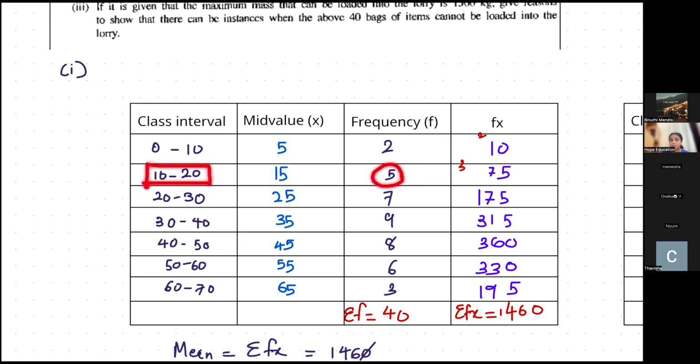20 is the maximum. The mass of these bags is between 20 to 30 kilograms. It could be the lowest, which is 20. All the bags could be 30 also. Then these 9 bags, the mass is between 30 to 40 kg. 40 is the maximum mass that those 9 bags can have.